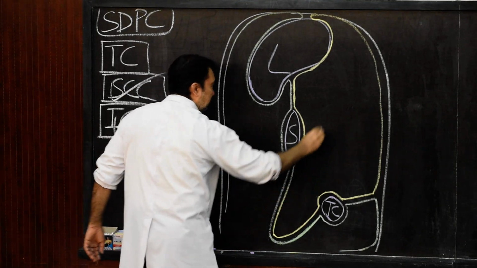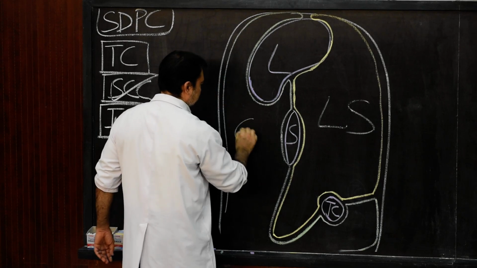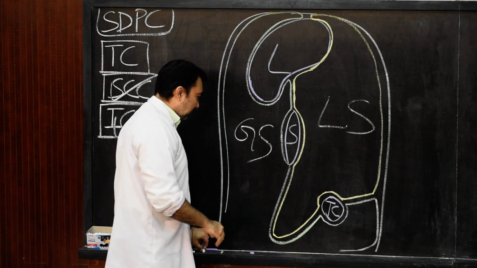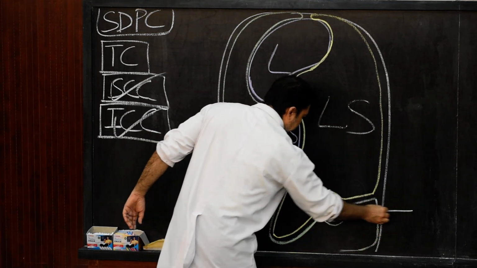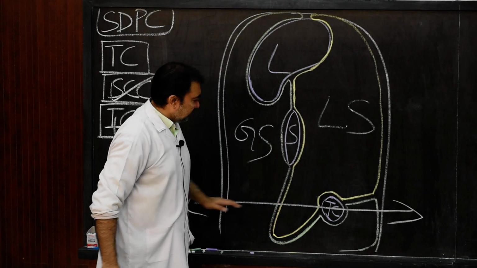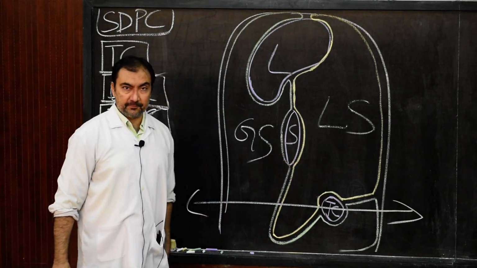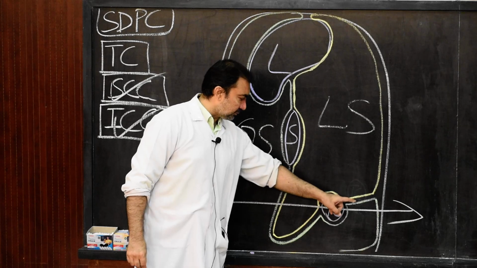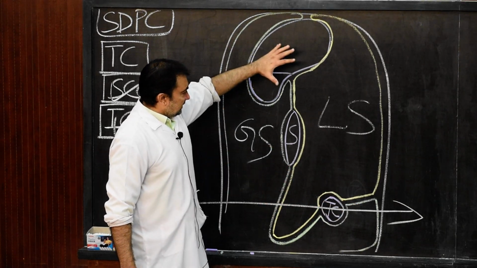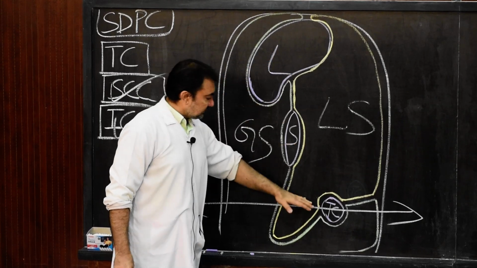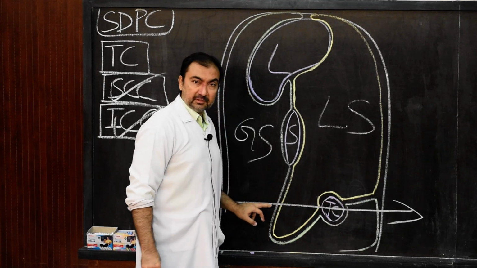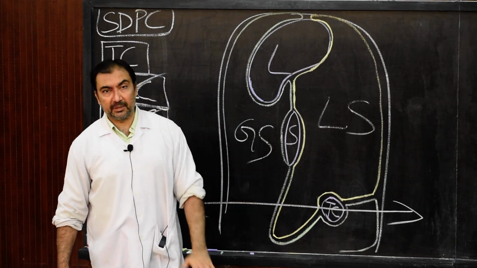Now here, this is the lesser sac, of course this is the greater sac. We are talking about the supracolic compartment. So supracolic compartment will be above this level. Now here, this arrow is representing the transverse section at the level of transverse colon and transverse mesocolon. This part is the supracolic compartment above this level, and the part which is below this horizontal arrow will be the infracolic compartment.